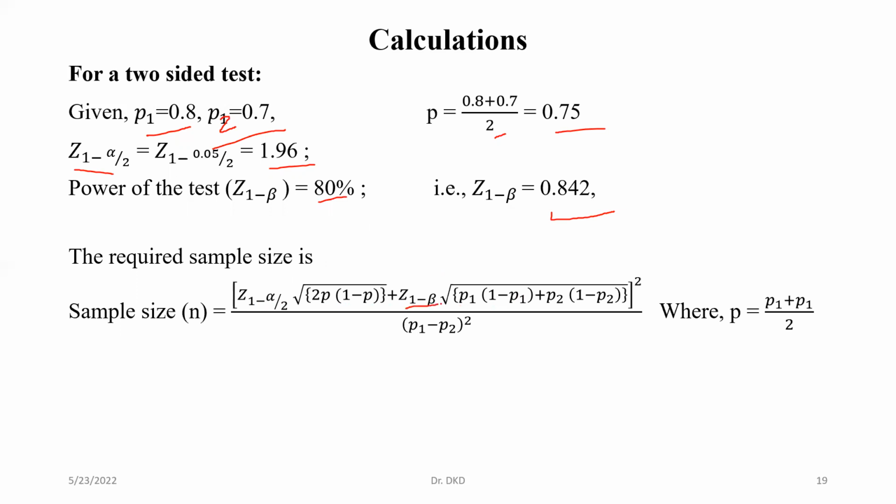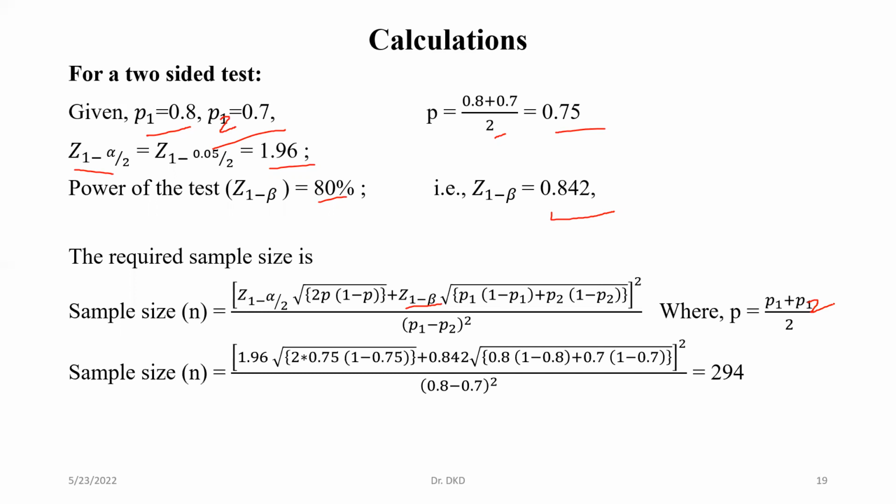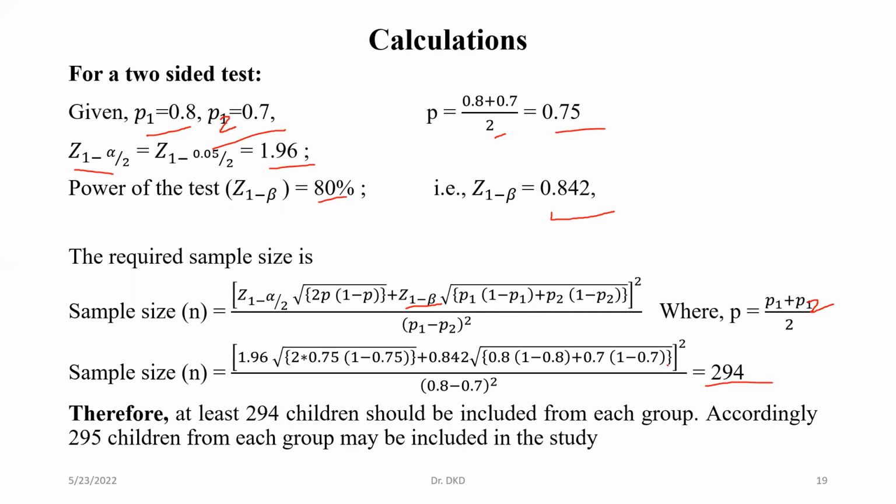Using the required formula, Z(1 minus alpha by 2), as we explained in the previous slide, we put in all the values, calculating P as (P1 plus P2) divided by 2, and we get the sample size 294. That means at least 294 children should be included from each group. Accordingly, as a round figure, we can take 295 children from each group in the study. So this is the calculation for the two-sided test.